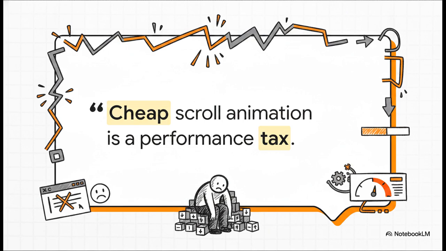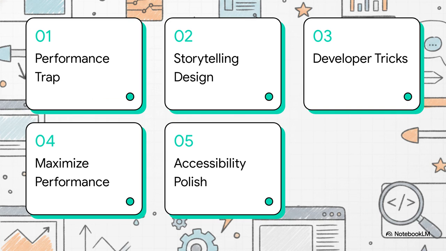When you just slap on a parallax plugin or some quick fade-in effect without understanding the underlying browser mechanics, you are actively tanking your core web vitals. You're basically driving your users away before they even get to see your content. Here is our roadmap for today. We'll start with the scroll performance trap, move into storytelling design tips, explore some slick developer tricks, maximize our scroll performance, and finally, polish it all off with accessibility.